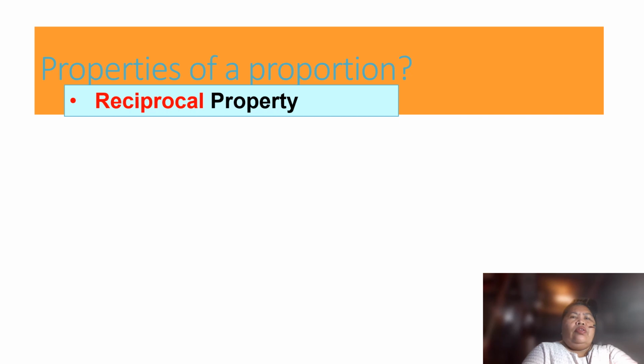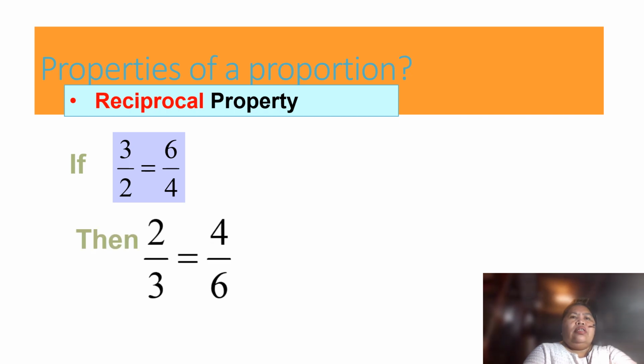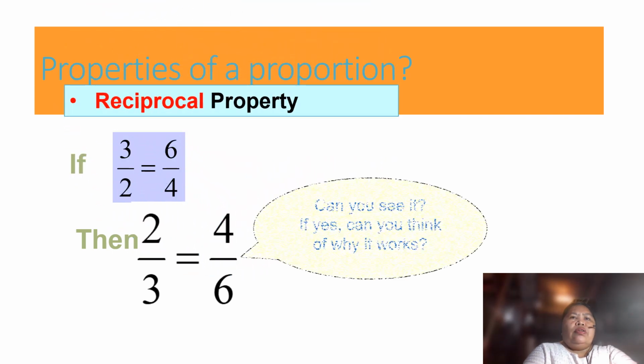Then another property is the reciprocal. We need to use the reciprocal here. If 3 over 2 is equal to 6 over 8, then 3 over 2 is equal to 4 over 6. True reciprocal property. Can you see it? If yes, can you think of how it works? Of course, when we cross multiply again, they are reciprocals of one another.